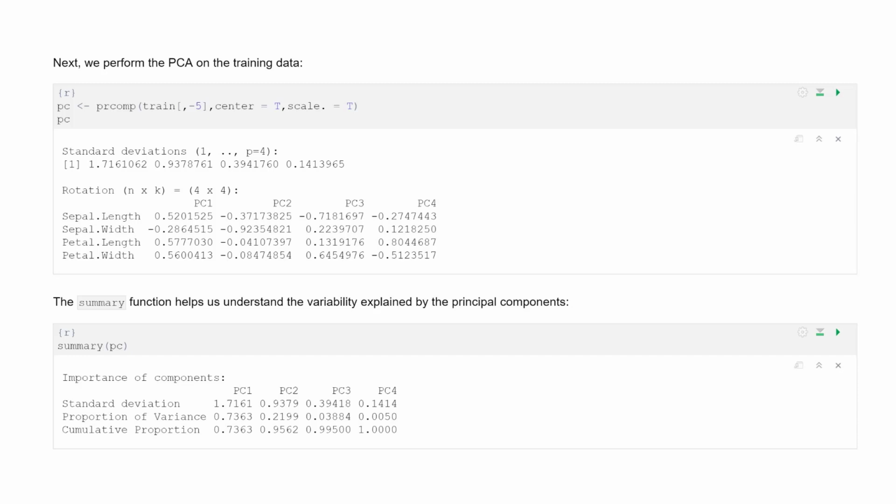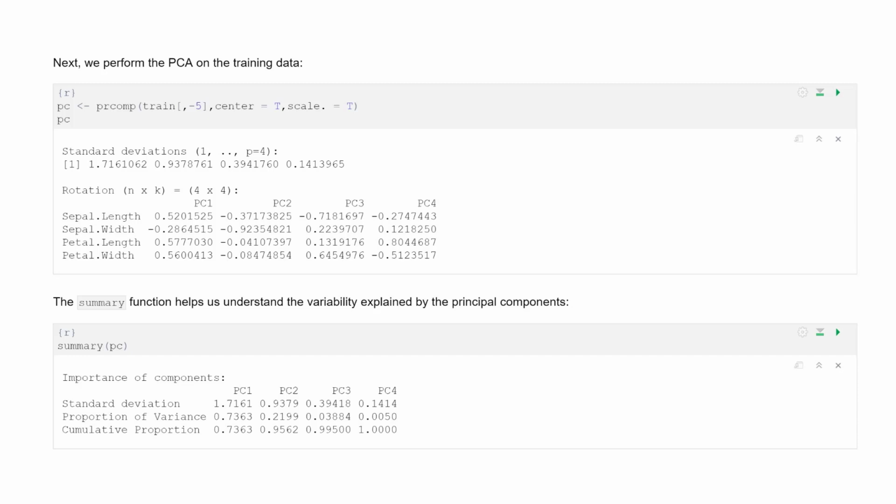So let us try to understand what we mean by saying that most of the information is stored in the first few components. So notice that the proportion of variance captured by PC1 is 73.63%. That means if we ignore the next 3 columns, then we have already captured 73.6% of the total amount of information.